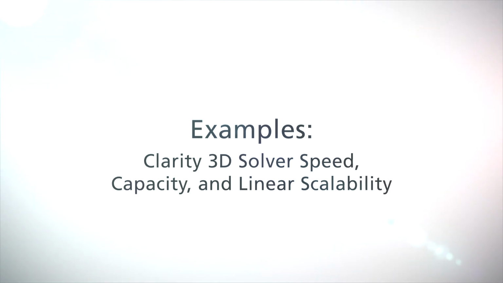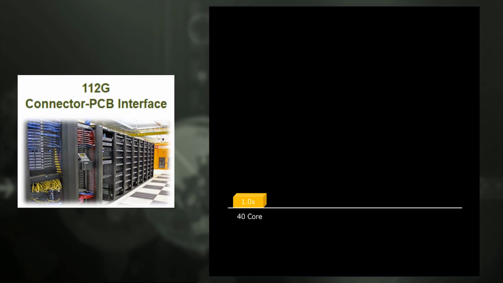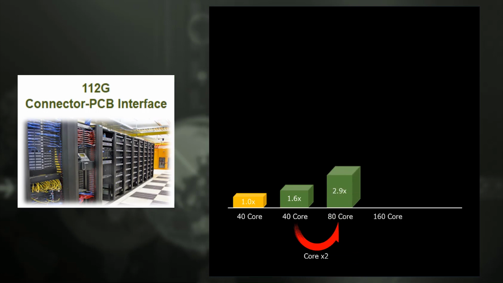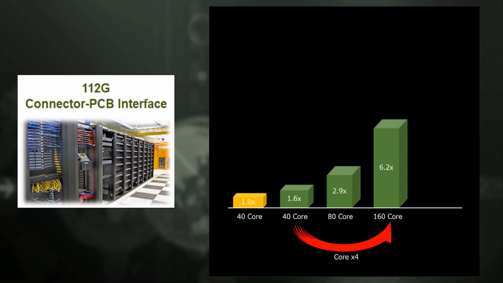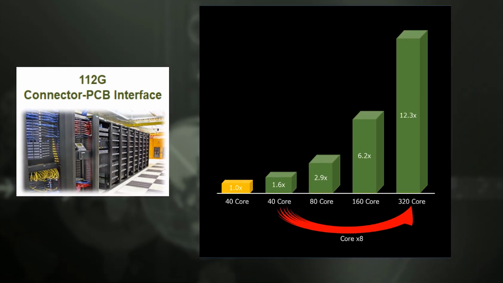Again, we're going to use the same test case for 112G SerDes interface. We set the analysis time using a conventional solver as 1. Even with the same environment, the Clarity performance is improved by about 1.6 times. Distributing 2 machines and doubling the number of cores, the performance is approximately tripled. Distributing 4 machines and quadrupling the number of cores, the performance is multiplied by 6 times. Distributing 8 machines and 8 times the number of cores, the performance is multiplied by 12 times.